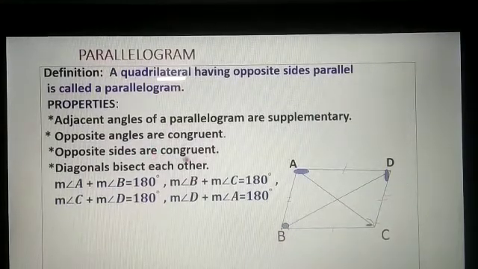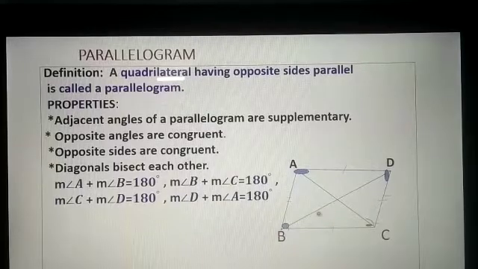Then opposite sides are congruent. Side AB is congruent to side DC. Side AD is congruent to side BC. And the next property is diagonals bisect each other. Segment AC and segment BD, they are bisecting each other.